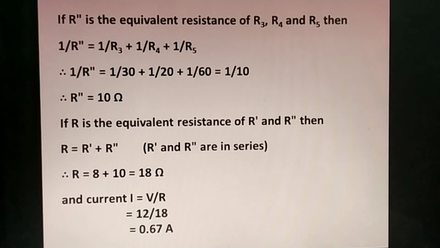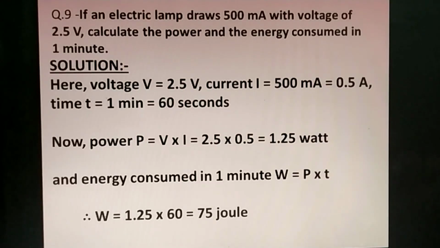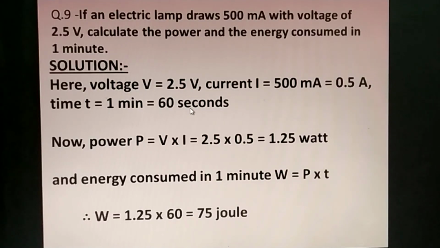Okay. Now I am moving to the next one. If an electric lamp draws 500 milliampere with voltage of 2.5 volt, calculate the power and the energy consumed in 1 minute. So here what are the values given? Voltage, that is V is equal to 2.5 volt, current is 500 milliampere, we converted it into ampere. The answer will be 0.5 ampere. Time is 1 minute, change into SI unit, that is 60 seconds.